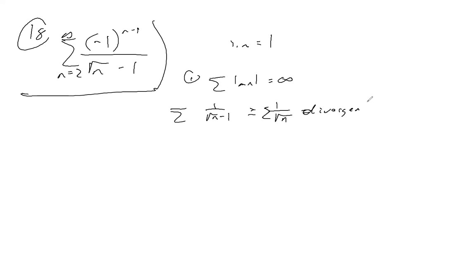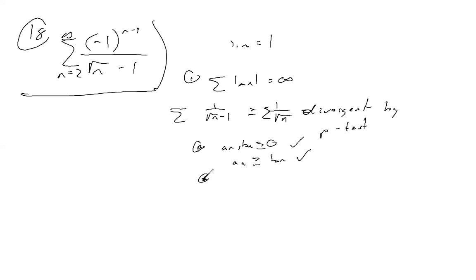So this is divergent by p test. Now I need to check my conditions for comparison tests. I need to show everything's greater than or equal to 0. I'll call this a. So an, bn greater than or equal to 0. Good. And then I got an greater than or equal to bn for all n. Good.